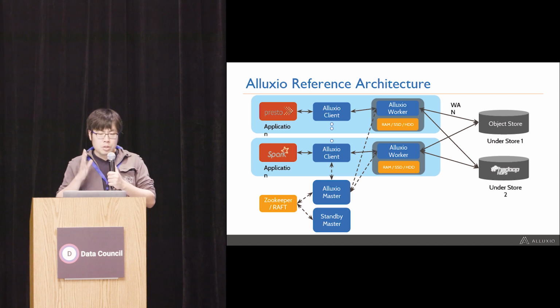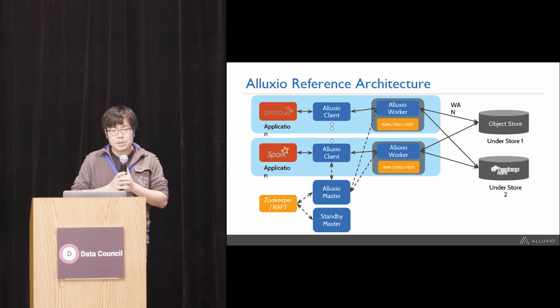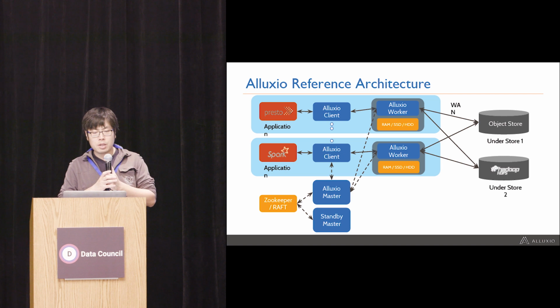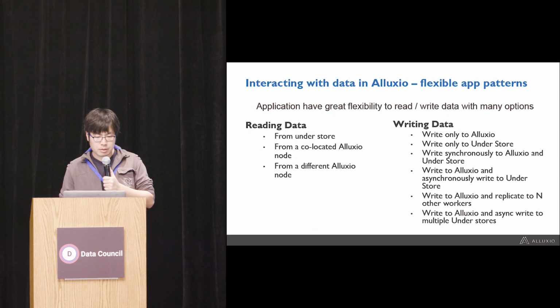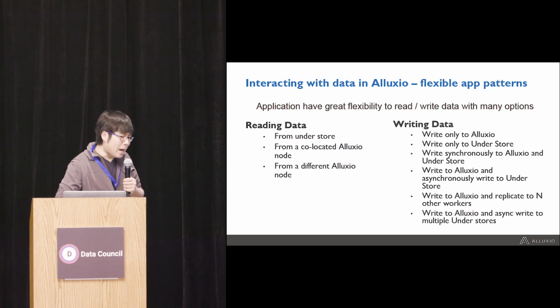And the unique thing about this architecture is the understore concept. So the workers and the masters can be backed by different persistent storage, like object store or HDFS. And you can mount them together into the same namespace. Because we are adding a new layer, it enables a lot of interesting things.